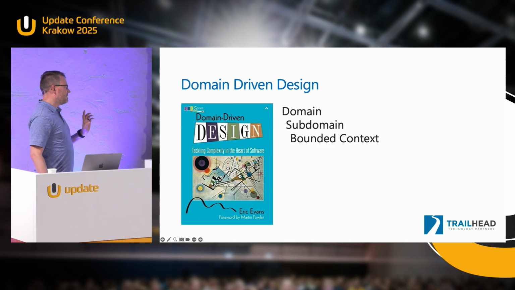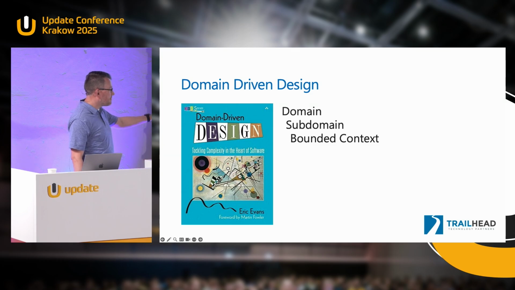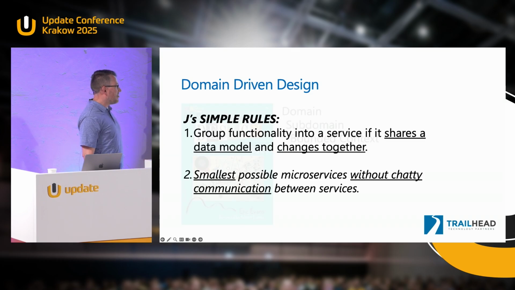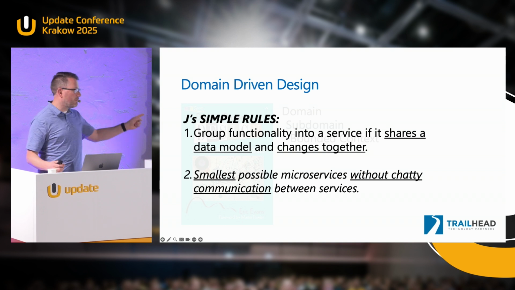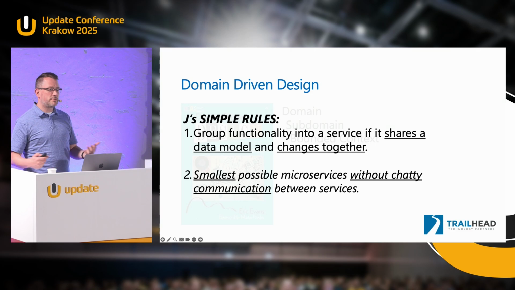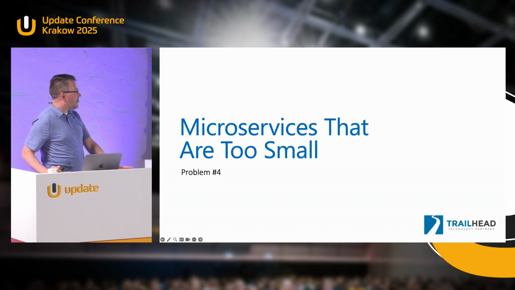But I can also give you 2 simple rules that I think will help sum up what this book is trying to say and what domain-driven design accomplishes. Number 1 is that you want to group your functionality into services that share a data model and change together. So that's kind of a rule of thumb. The number 2 rule of thumb is that you want the smallest microservices possible without creating chatty communication between them. Chatty communication means basically a lot of talking between your services. Let me give you an example of that with problem number 4, which is making ones that are too small.